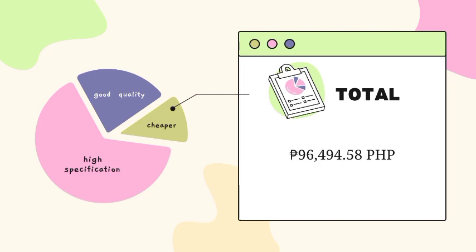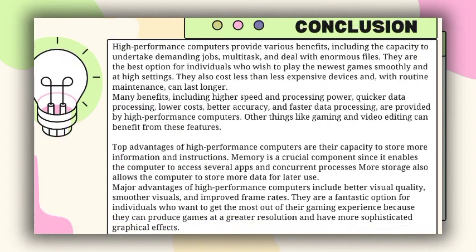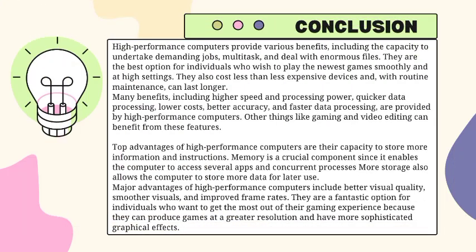Here is the total price of our task of building a high-spec computer: 96,494.58 pesos, with a high specification of 210%, good quality of 100%, and the cheaper price at 50%. So here is my conclusion.